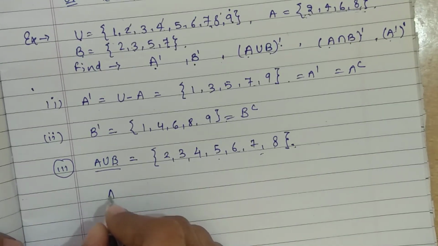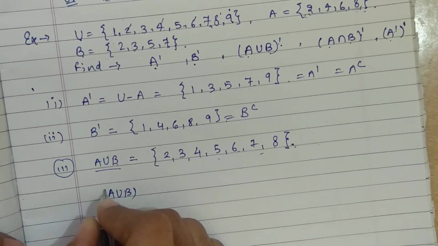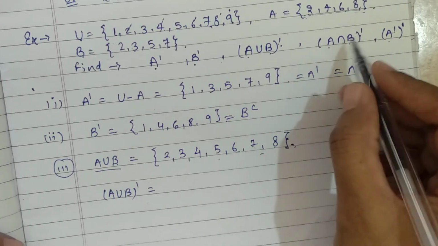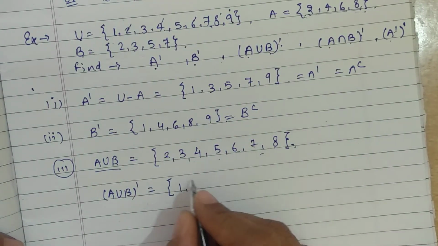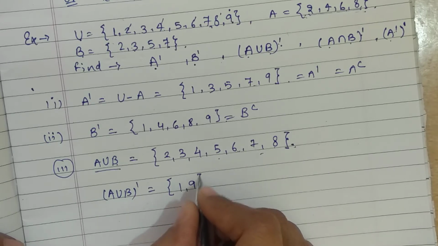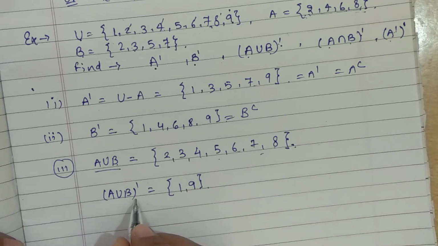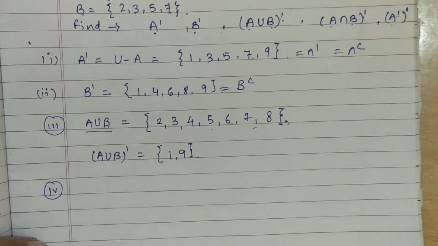Now the question is to find A union B complement. It means that A union B complement is 1 and 9. Only 2 elements are there in A union B complement.